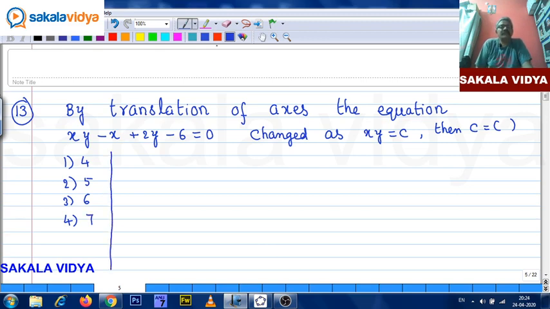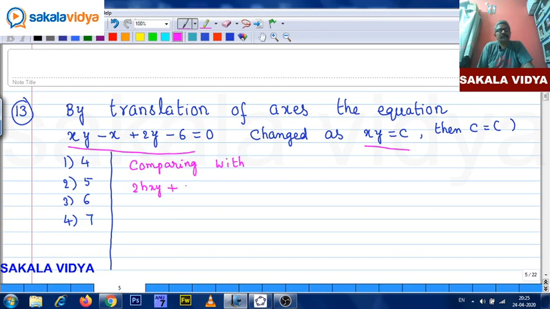So, this question is a very important question. By translation of axis, the equation becomes xy is equal to c. So that means first degree terms have been eliminated. So as to eliminate first degree terms, we need to find out first of all to which point the origin is to be shifted. So now this equation is compared with 2hxy plus 2gx plus 2fy plus c equals to 0.